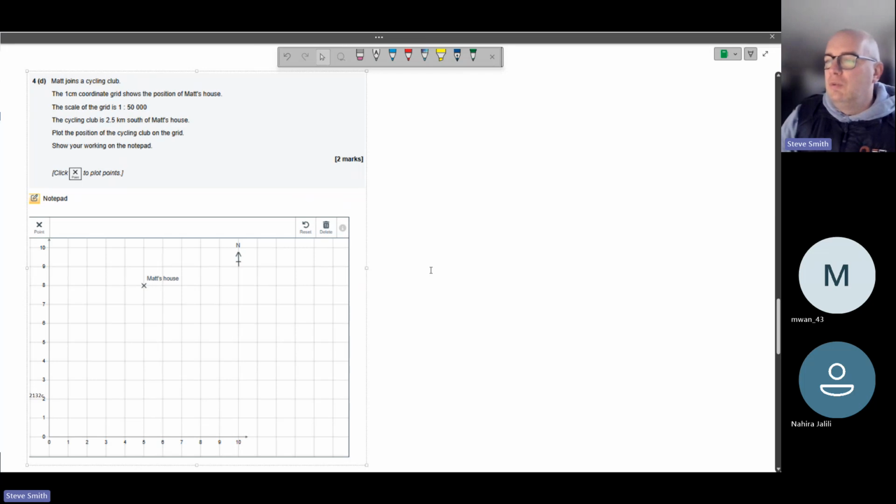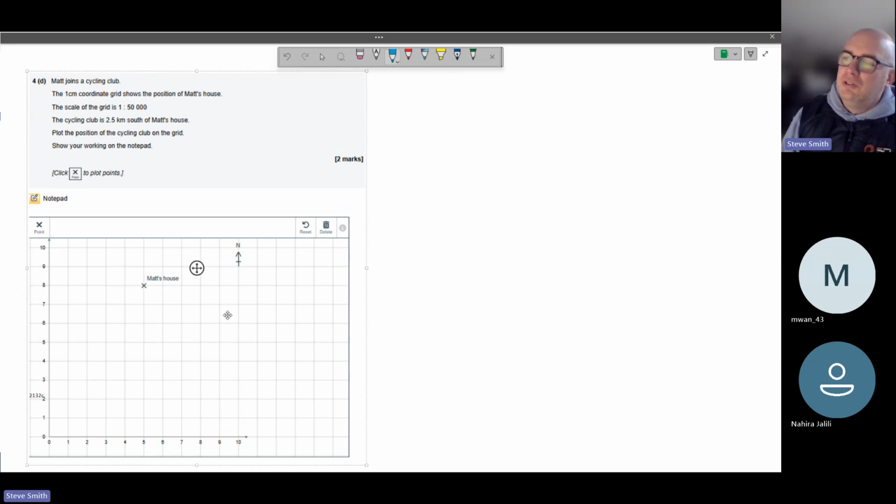The 1 centimeter coordinate grid shows Matt's position of his house. Here, the scale is 1 to 50,000. The cycling club is 2.5 kilometers south of Matt's house. So south, if we're talking north, east, south, west, it doesn't matter. We're going downwards, directly straight down from Matt's house. On the map is 1 centimeter. In real life, it's saying 50,000 centimeters.